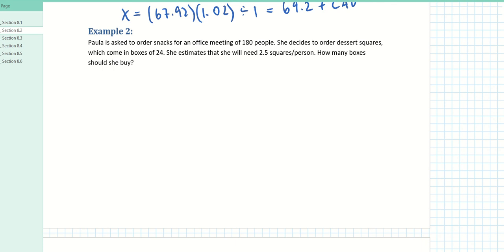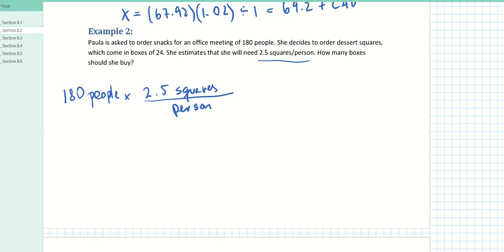Well, let's start with the number of people that we have. We have 180 people that we need to buy food for. Now we know that we want this many per person. So let's multiply by this 2.5 squares per person. Notice the units people and person are the same here, so these will reduce away. You're going to be left with the number of squares that you need.